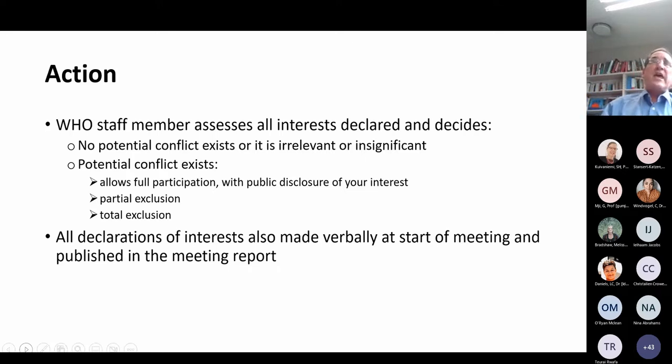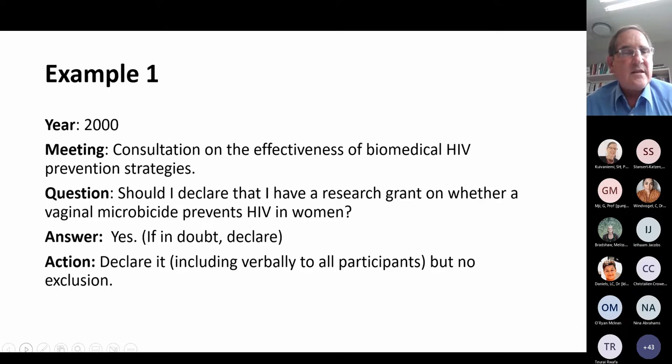I think a thing which only came in a few years ago is that all the declaration of interests must also be made at the start of a meeting and must be published in the meeting report so that people can see them and know about them actively. Next slide, please. I know time is short, so I'm just going to give a couple of examples.